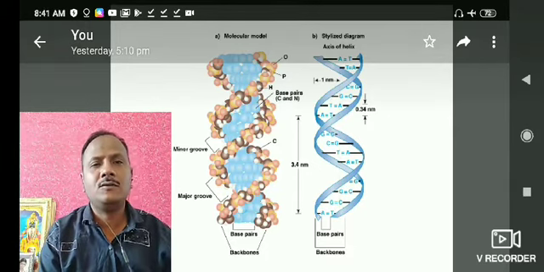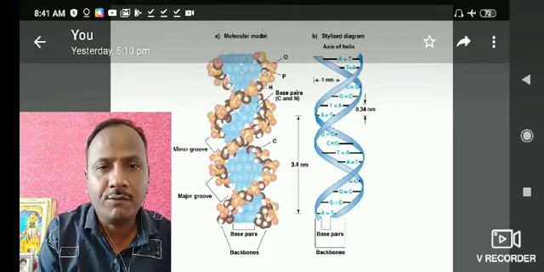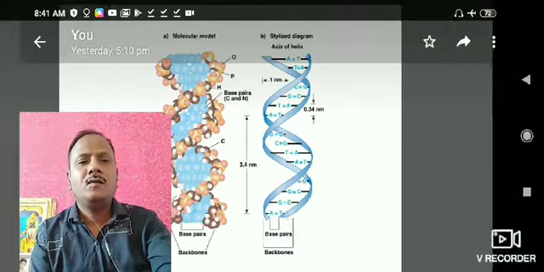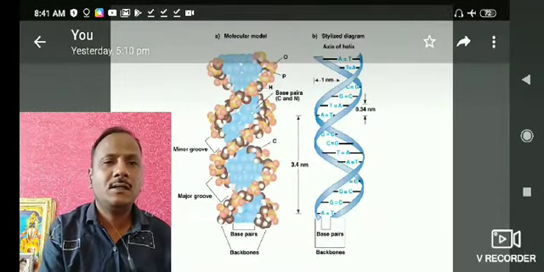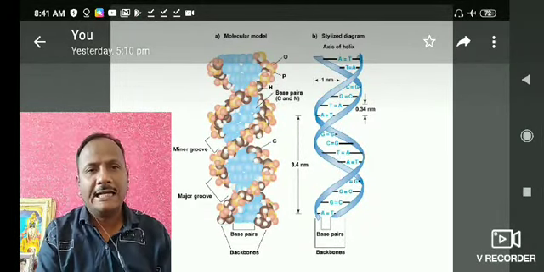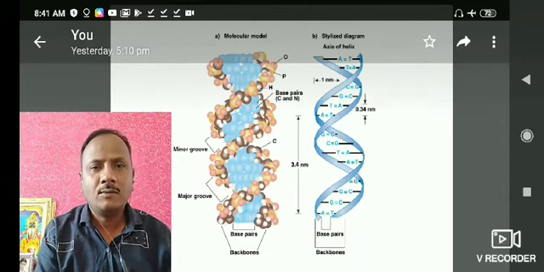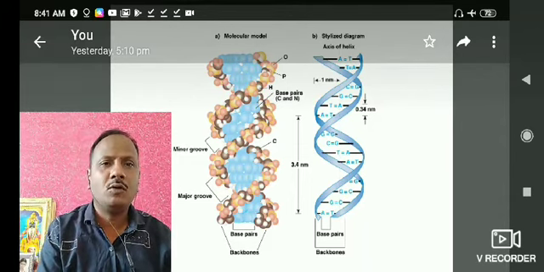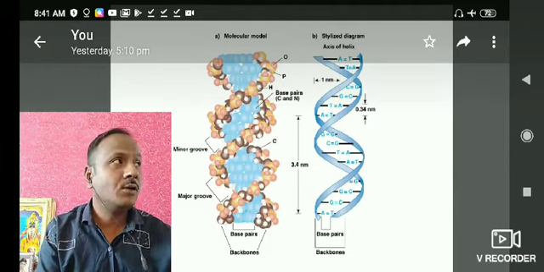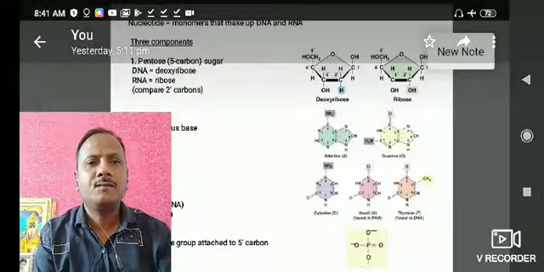Today we are going to study the chemical stability of DNA. This part is very important because DNA is more chemically stable than RNA. That's why we are going to see on what basis DNA is more chemically stable than RNA. That part we will see.